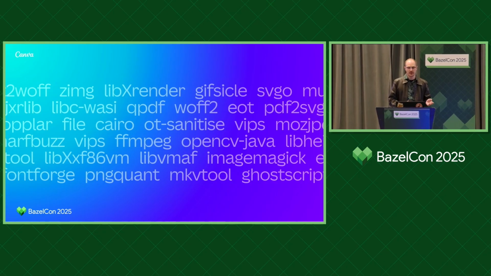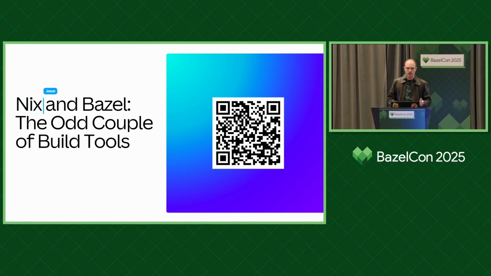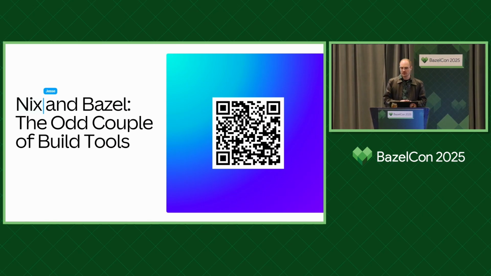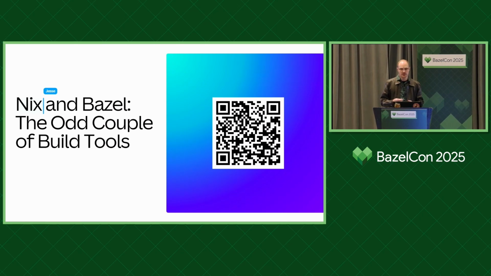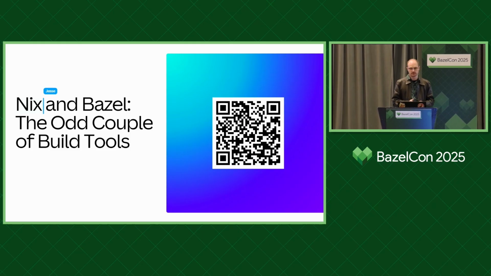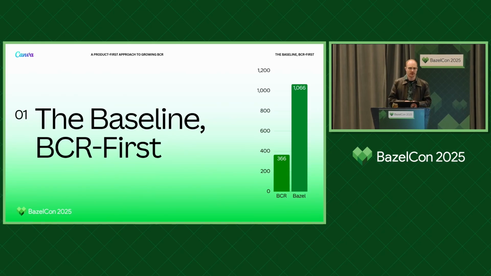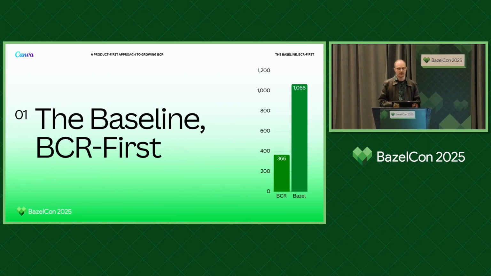Others, like Kara and FFmpeg, took quite a bit longer. All were previously managed by Nix. If you're interested in the rationale for why we are moving away, I recommend watching last year's Nix and Bazel, the odd couple of build tools lightning talk. Going off GitHub contributor stats, more people in this room will be familiar with the Bazel contribution process than BCR.